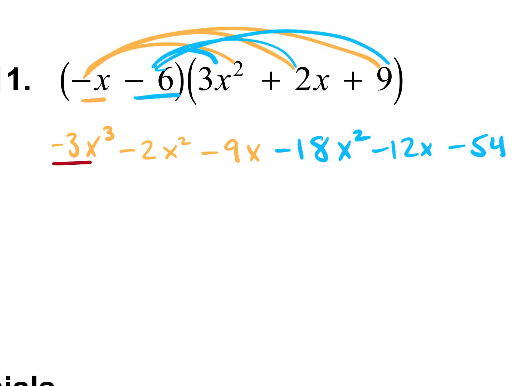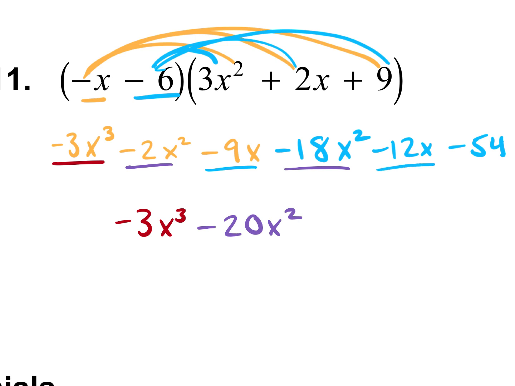Combine like terms. So I start with my highest degree, have negative 3x cubed. Move on to the x squared. So it's negative 2x squared minus 18x squared. Negative 20x squared. Negative 9x minus 12x. Negative 21x, and then minus 54.